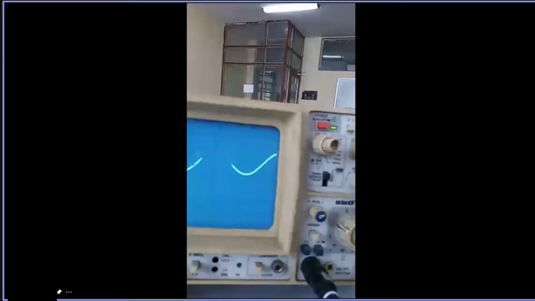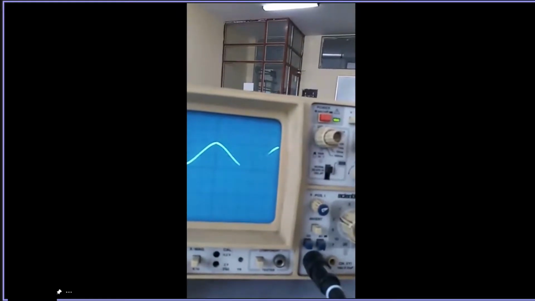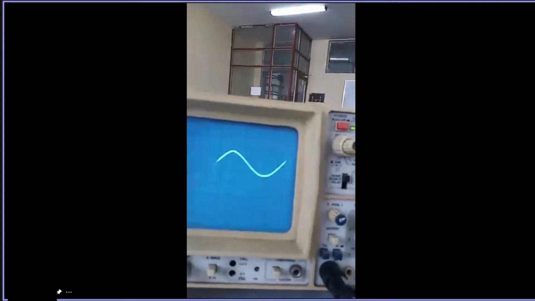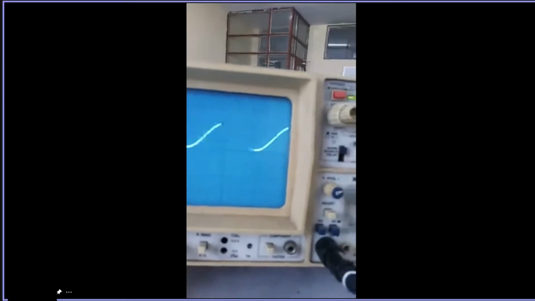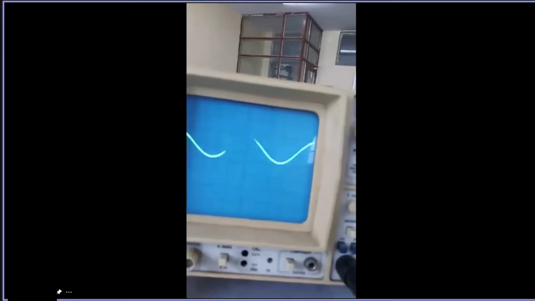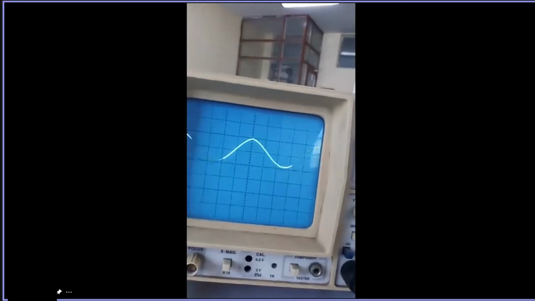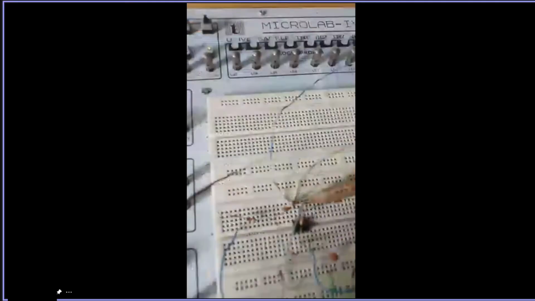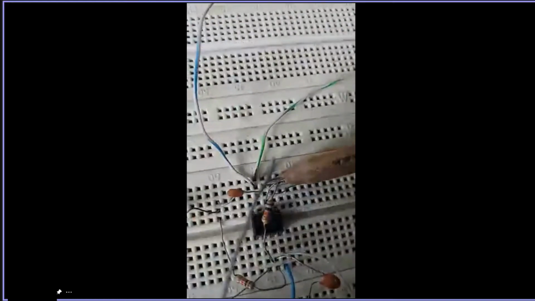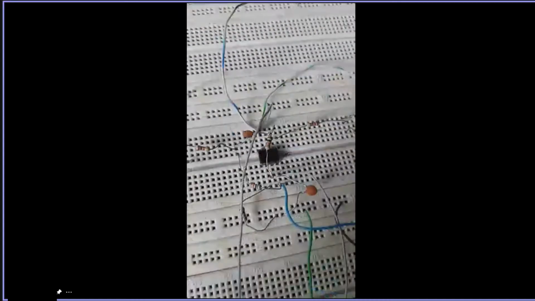Why? Because the signal has been amplified by the op amp. We are collecting this output from the op amp. This is the output of the second order filter, and we have used pin number 6 to collect the output. You can see, you know that from the op amp, right? So this is pin number 6.